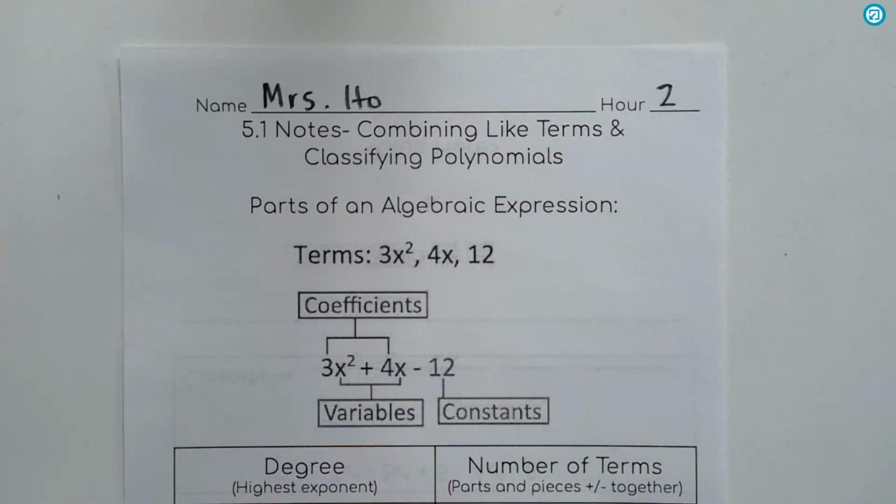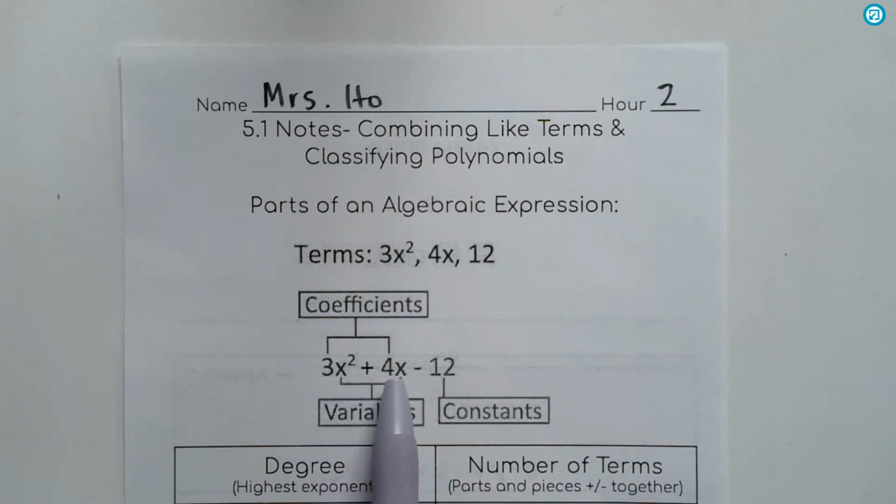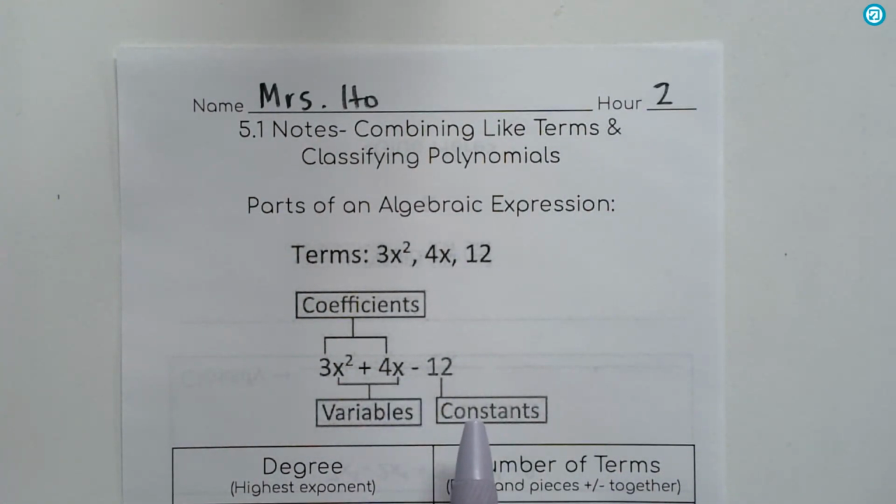Within our terms, you can have coefficients. Coefficients would be the 3 and the 4 here. Those are the numbers getting multiplied by the x's. And then our variables are our x's, and they have different exponents, so x squared and just x. And then a constant is a number by itself.